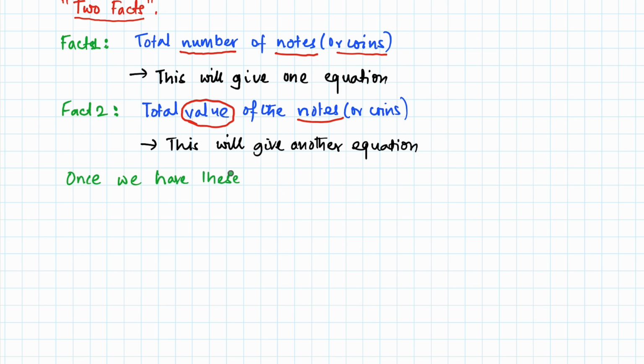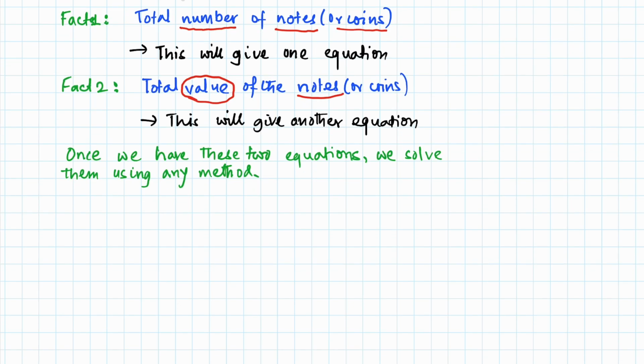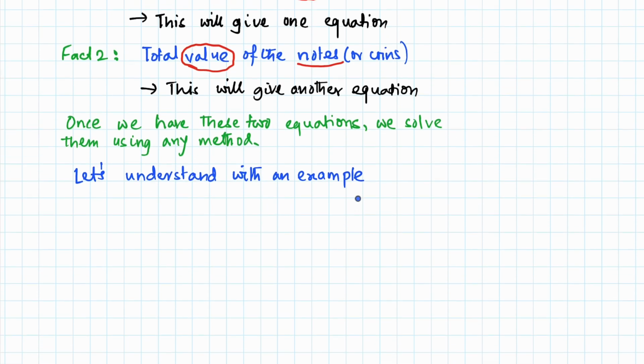Once we have these two equations in place for a given pair of linear equations in two variables, we can solve them using any method, whether it is the elimination method, the substitution method, or even the cross multiplication method, whatever we have learned so far. Now let's understand with an example. If the concept of number of notes and coins and value of notes and coins, and how to frame it, is clear, it will be very easy to handle this kind of problem.